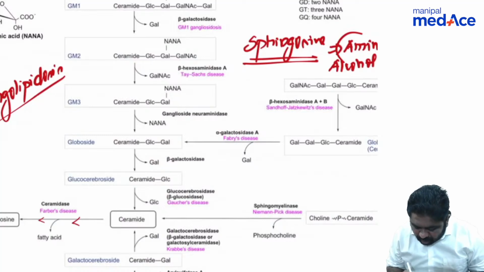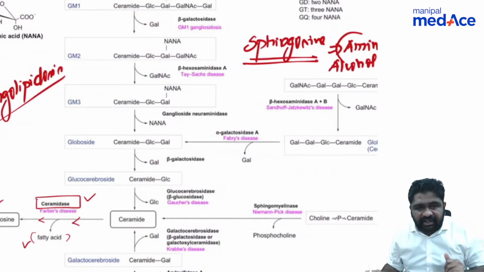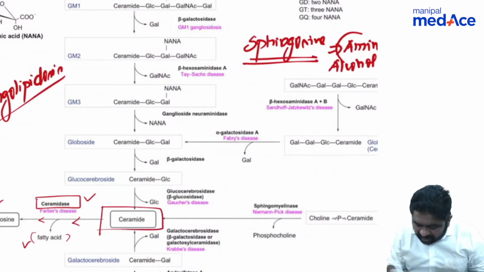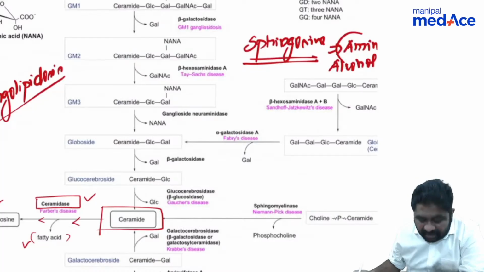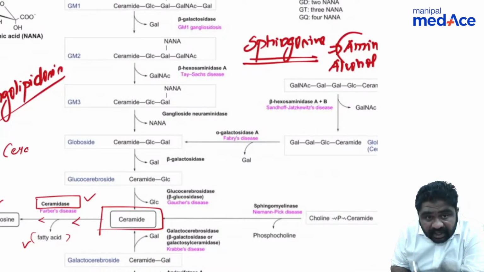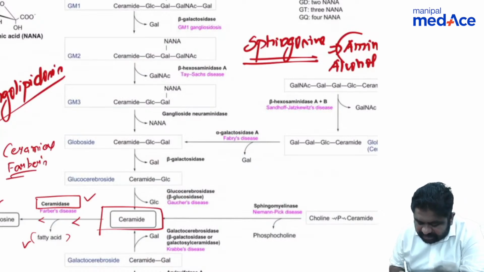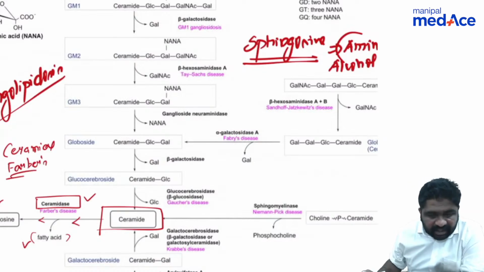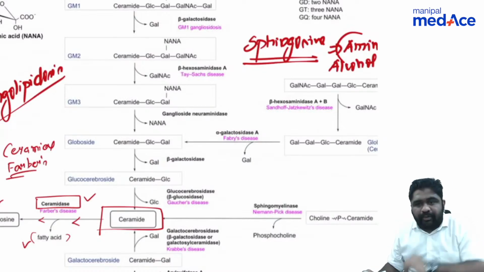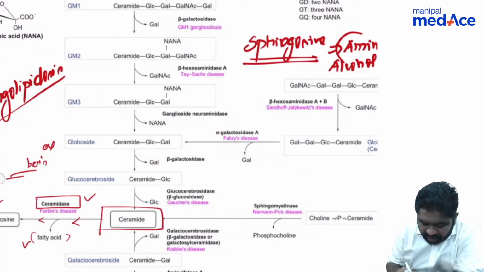So when ceramide is broken down into sphingosine and fatty acid, the enzyme is ceramidase. Now, if that ceramidase is deficient, what will accumulate? Ceramide accumulates. When ceramide accumulates, it's called Farber's disease, and the deficient enzyme is ceramidase. If ceramidase is not present, ceramide accumulates. Sphingosine is not very high in nature, and fatty acid is also not very high in nature.